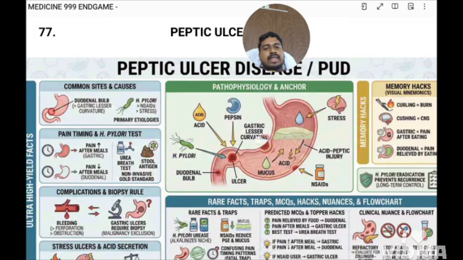And second site is gastric lesser curvature. Okay, lesser curvature of the stomach. So this is the most common site. Second is this, that is gastric lesser curvature. Most common cause is H. pylori, followed by NSAIDs and then stress induced.